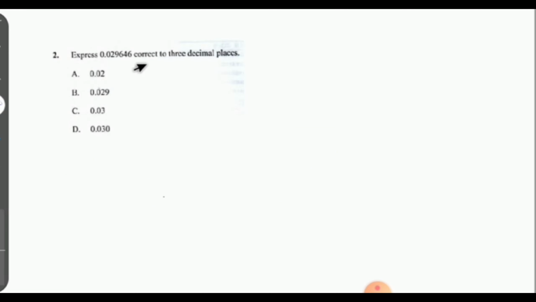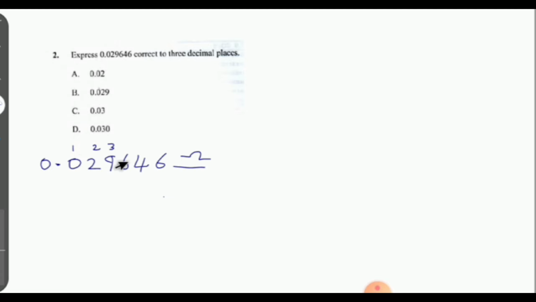Now in this question we are told to approximate this number to 3 decimal places. So we write like this: 0.029646. Now I'll put my approximation sign. If I'm approximating to decimal places, I will start counting from the place I see the point to my right hand side. So we say 1, 2, 3. This is the 3rd decimal place.